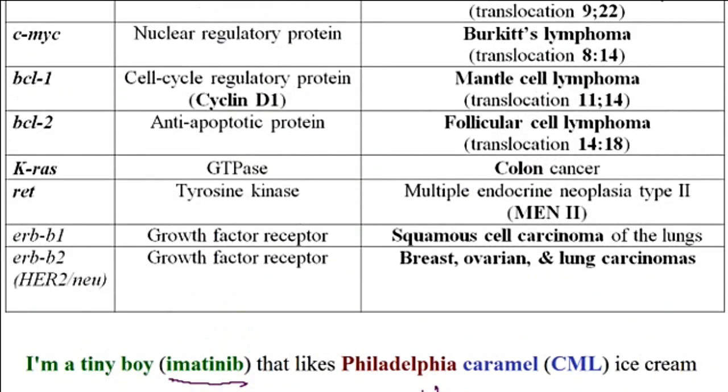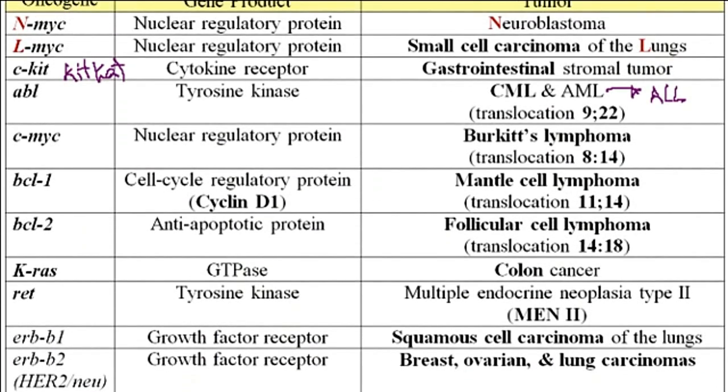Now let's go back to the table. So here we have the c-Myc, which is with the Burkitt's lymphoma, that was the translocation 8;14. BCL1 was with the mantle lymphoma, which is translocation 11;14. And then finally BCL2 is with the follicular lymphoma, which is with the translocation 14;18.